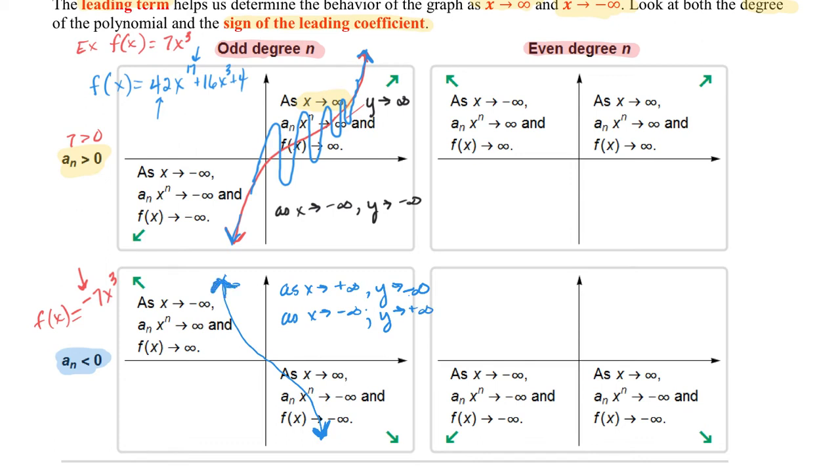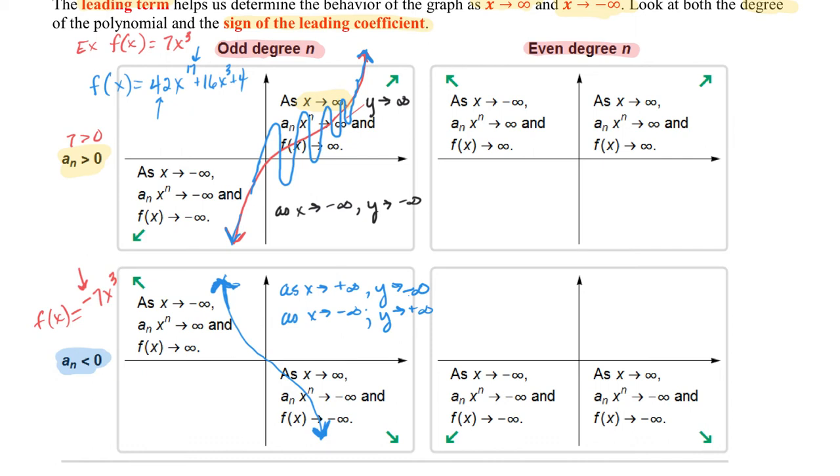So the ends are going in opposite directions, and that leading coefficient tells me, is it what I think of as the regular shape of a cubic, or is it one that's been reflected over the x-axis? Okay, and again, if this was any odd degree polynomial with a leading coefficient that's negative, so a negative number out front, then I have that reflection, and this same pattern will hold true. Okay, so let's look at the even degree scenarios now.